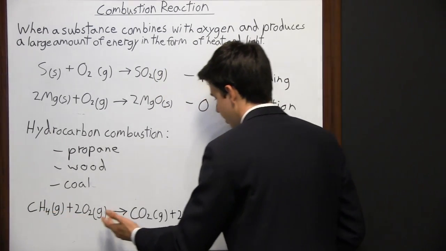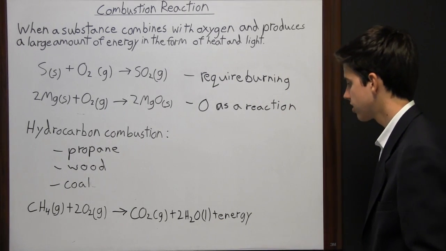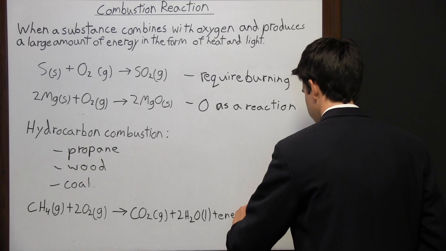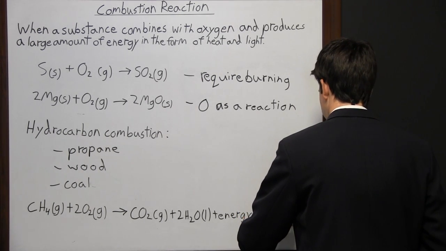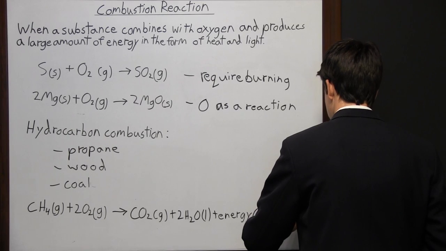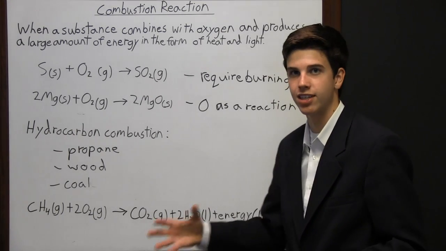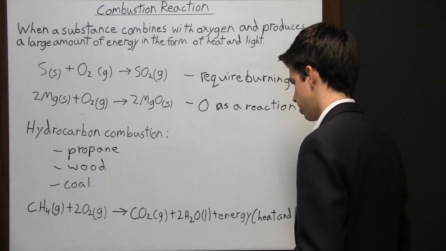So the reaction's taking place. We have the reactants over here, and then they form the products. And notice that one of the products is energy. And so energy consists of heat and light. So in addition to all of this it's creating, it's also creating heat and light. And so that makes it useful for other things like home heating, industry, and making electricity.